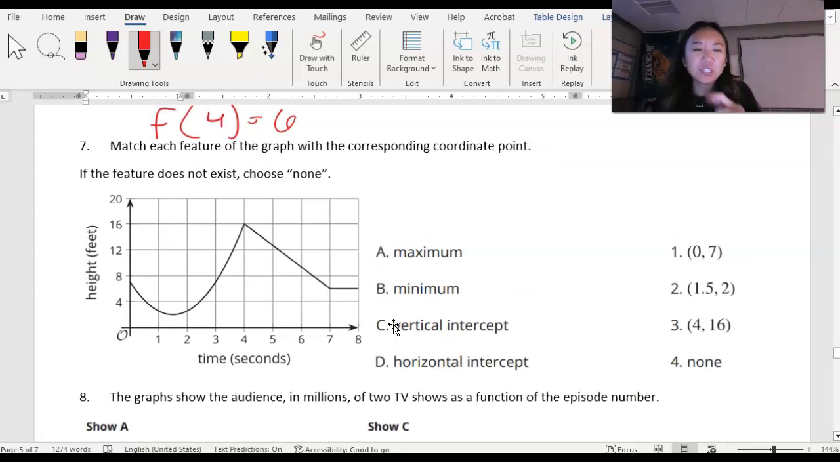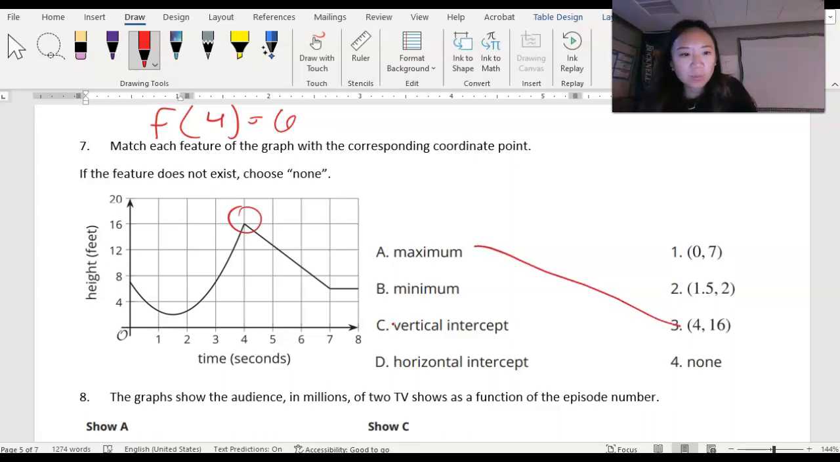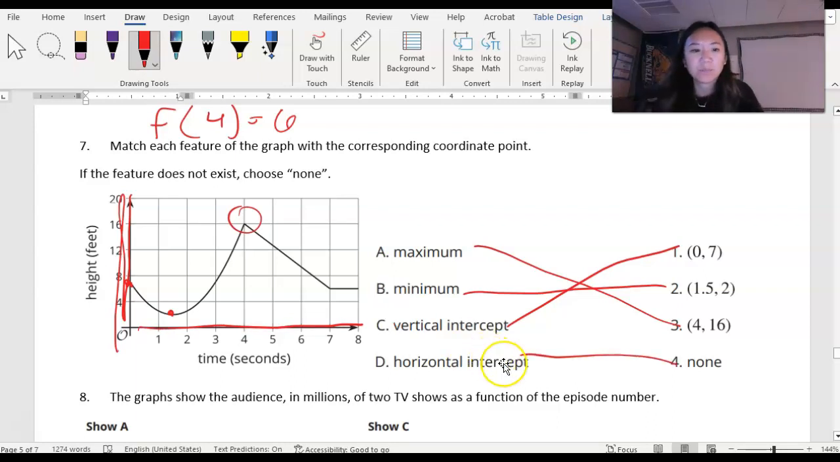Number 7 says match each feature of the graph with the corresponding coordinate point. So the maximum is this point right here. It's the tallest point, and that is 4, 16. The minimum is our lowest point, which is approximately here at 1.5, 2. The vertical intercept is where it crosses the y-axis, so that's here at 0, 7. And then the horizontal intercept: it never crosses the x-axis here, so there's no horizontal intercept.